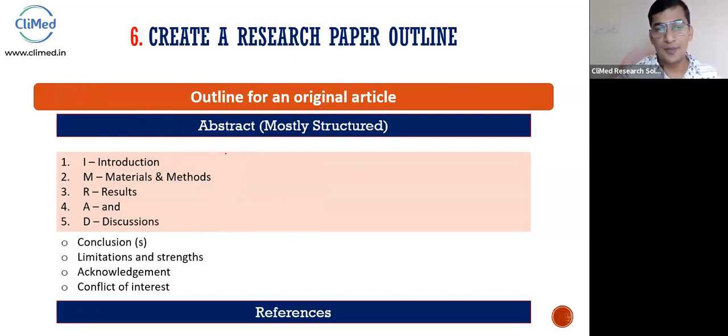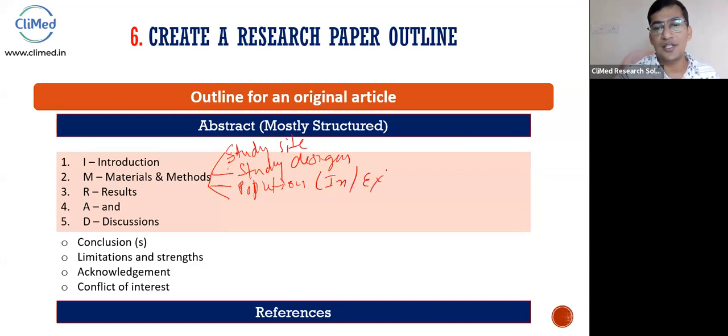Okay, material and methods. The first thing is your study site, then study design, what kind of design you followed, then your population. Population means your inclusion criteria and exclusion criteria. After the population, you have to write about the intervention if you are following anything. Then, what are the parameters observed?